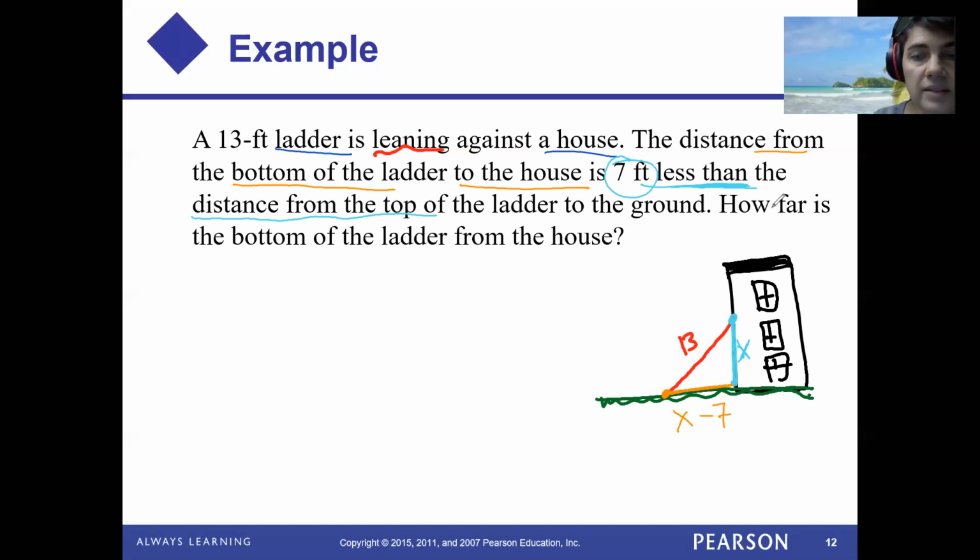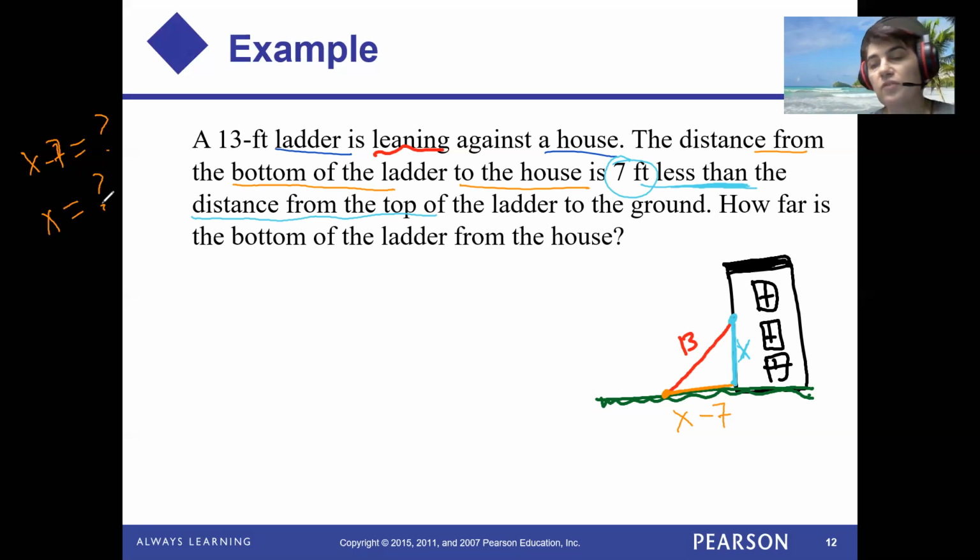So the question is, now let's see what we're looking for. How far is the bottom of the ladder from the house? We're looking for the orange, all right? The question is, technically, what's X minus 7? In order to find what's X minus 7, you need to find what's X. So technically, we're looking for X, all right?